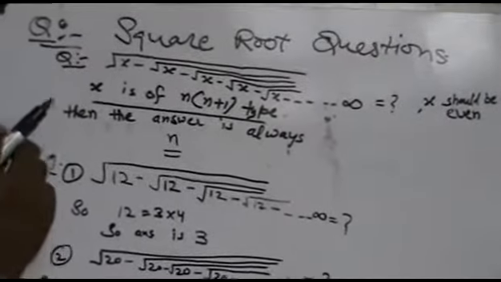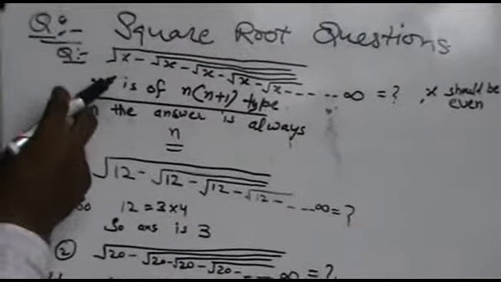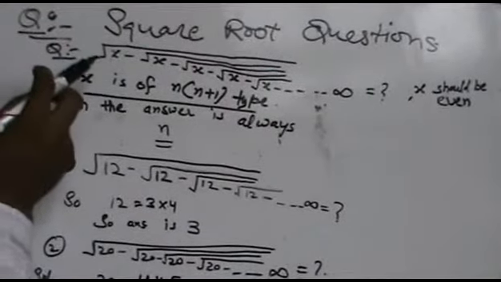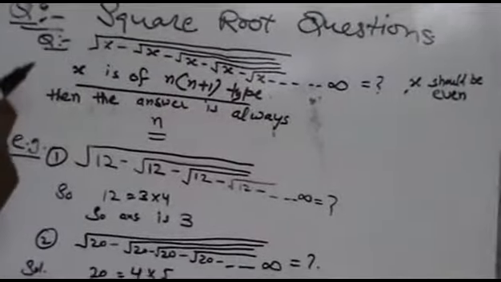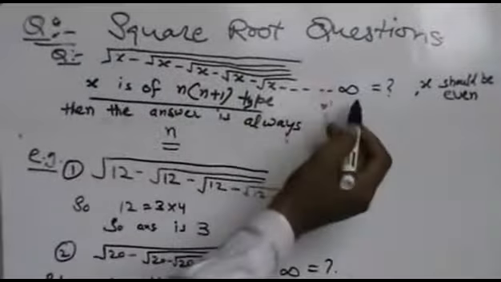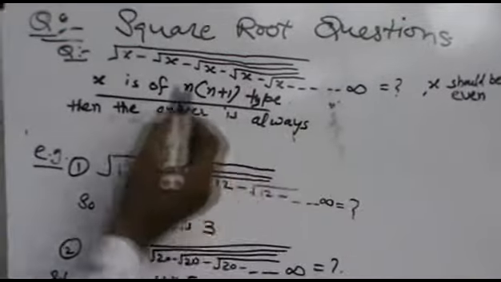Hello friends, we are going to solve again a square root question problem, but in this question x is given in minus form, meaning a question like under root x minus under root x minus under root x minus up to infinity. This is a very typical question.